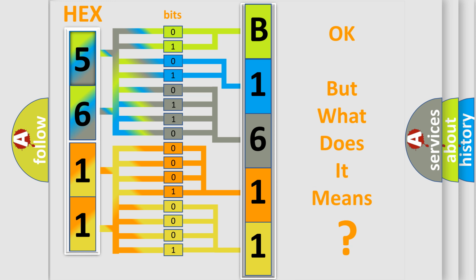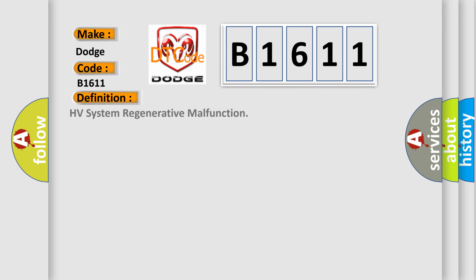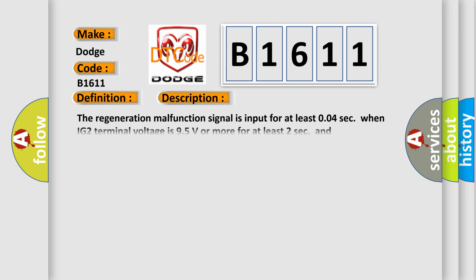The number itself does not make sense to us if we cannot assign information to what it actually expresses. So, what does the Diagnostic Trouble Code B1611 interpret specifically for Dodge car manufacturers? The basic definition is HV system regenerative malfunction. And now this is a short description of this DTC code.